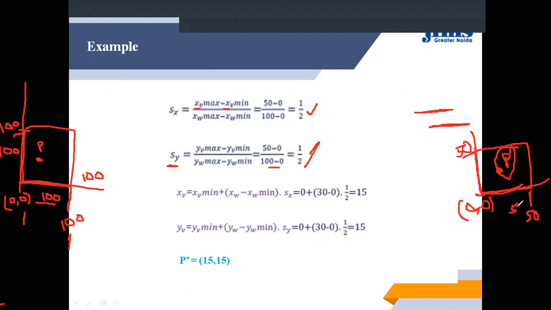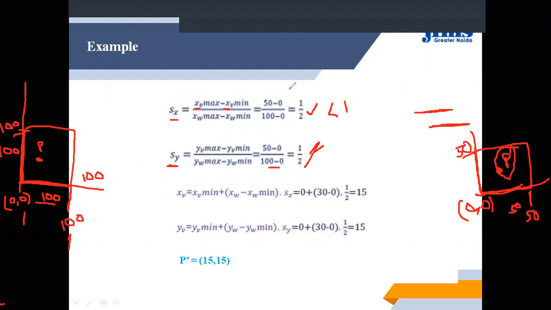Same on the y-axis. Earlier the size of window was 100. Now it is 50. So this is also half. So this is the reason that I told you that scaling factor can be less than 1, can be greater than 1. When it is less than 1, in that case image is diminished.